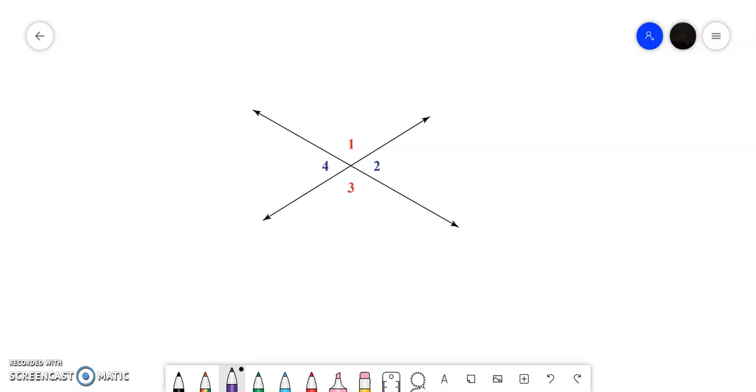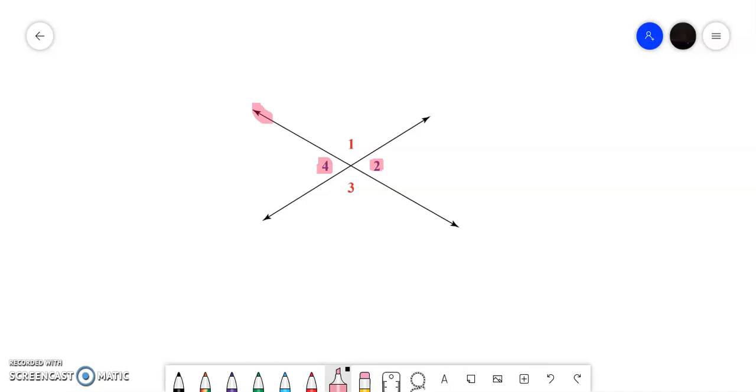Hey guys, so one thing that we didn't cover in class last week that I wanted to make sure we touched on before we move forward are vertical angles. Vertical angles are considered angles that are opposite but equal. So for this instance, you have angle 4 right here and angle 2. They're opposite and they're equal.